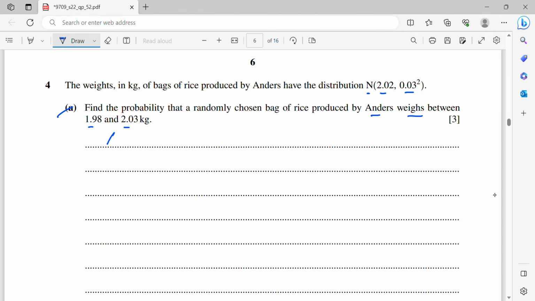So from here I will write X is normally distributed, mean is 2.02 and variance is 0.03 squared. Now I let X be the weights, and it's mentioned that the weight is between 1.98 and 2.03. So now you need to calculate this probability.